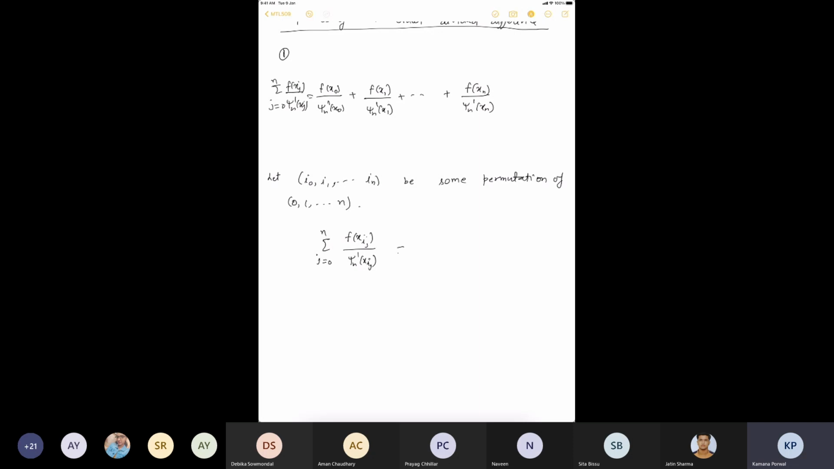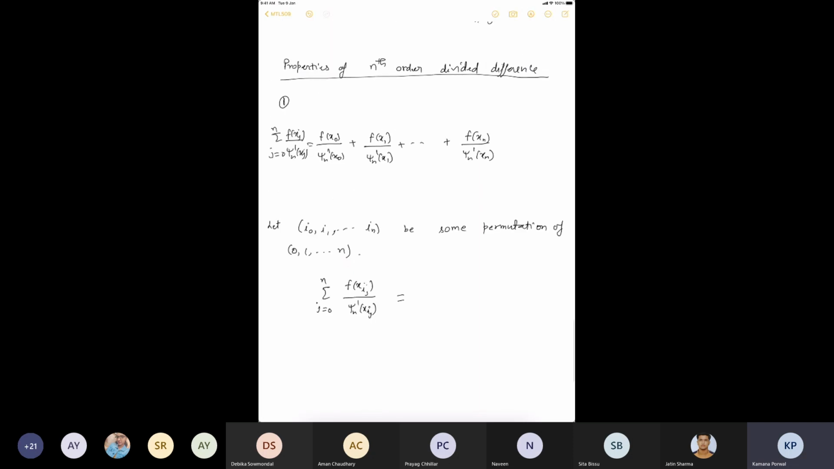So what can we say about this summation? What is happening? I'm just changing the order of these xi's, right? So for example, here I'm having x0, x1 up to xn, right? Now, if I just change the order, suppose I write this term first and this term second, the summation is not going to change, right? Here the order of the indices is 0, 1 up to n, and now I'm just rearranging them in a different order, say i0, i1 up to in. So this is not going to change by the rearrangement of the indices, right?